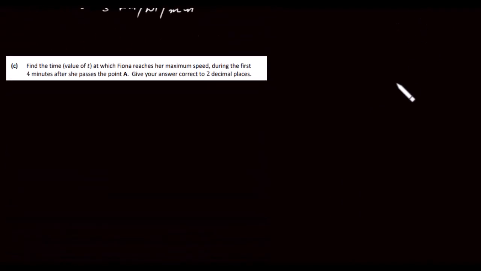So we want v prime of 5, so that's going to be twice 5 squared minus 12 times 5 plus 13. When you do that, you get 3. So that's 3 kilometers per hour per minute. So she's accelerating, her speed is increasing 3 kilometers per hour every minute. Okay, so let's have a look at C then. Find the time value of t at which Fiona reaches her maximum speed during the first 4 minutes after she passes the point A. Give your answer correct to 2 decimal places.